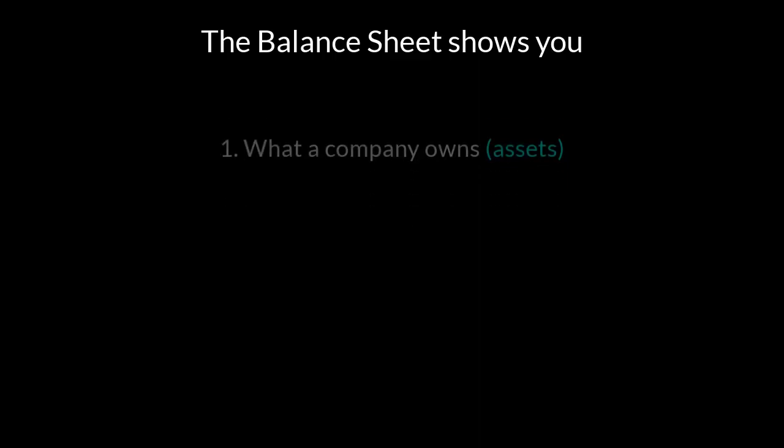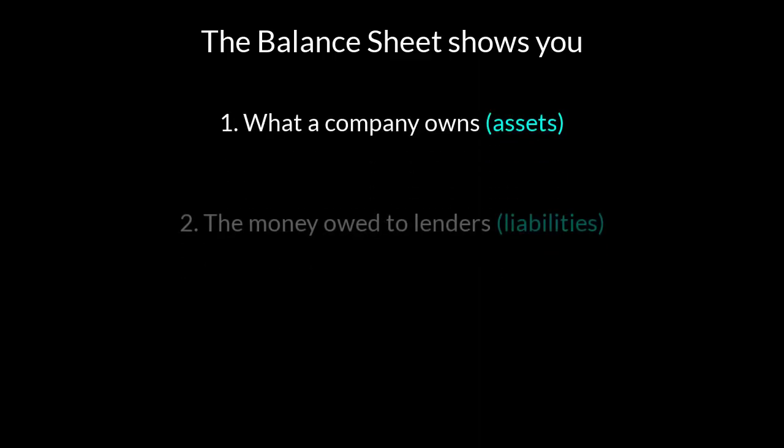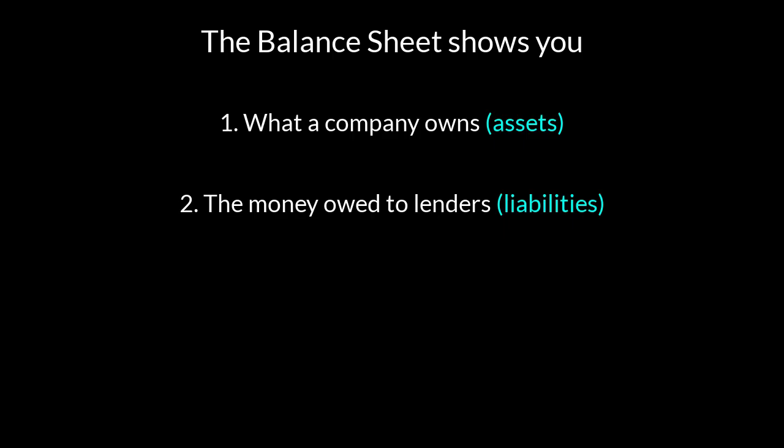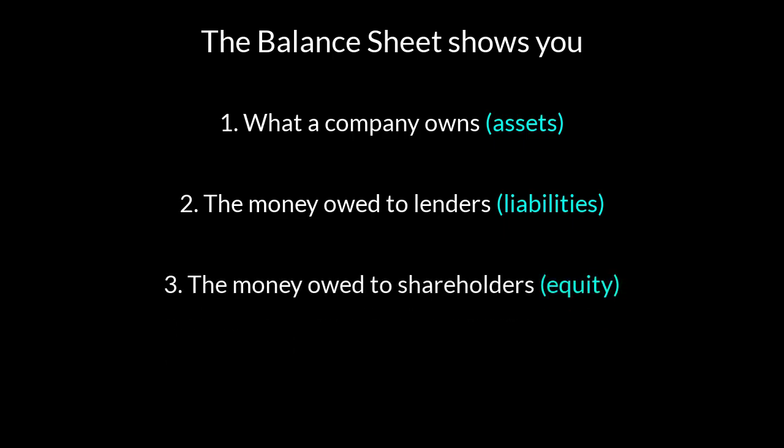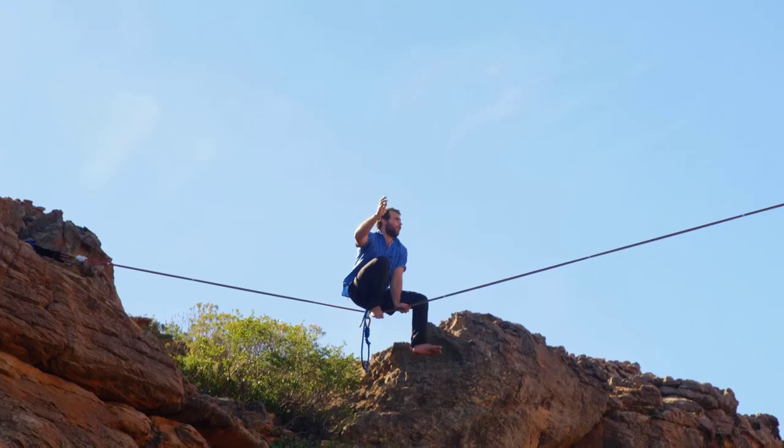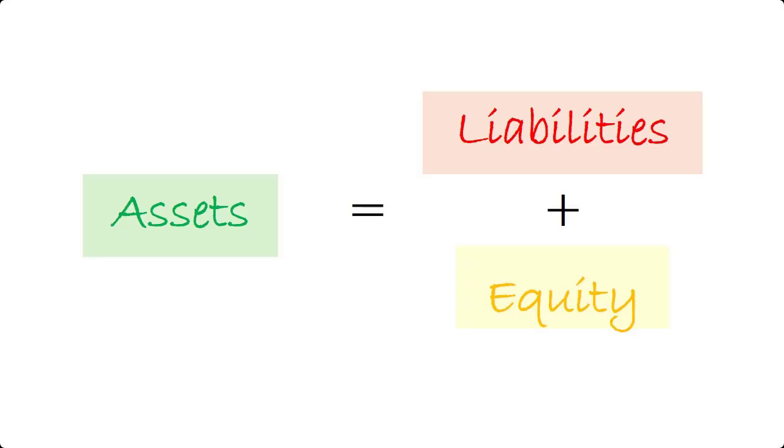It will show you what the company owns, called assets, the money owed to lenders, called liabilities, and the money owed to shareholders, called equity. It's called a balance sheet because it must balance. But what must balance? What the company owns, its assets, must be equal to what it owes, its liabilities and equity. If it doesn't, your balance sheet is broken.